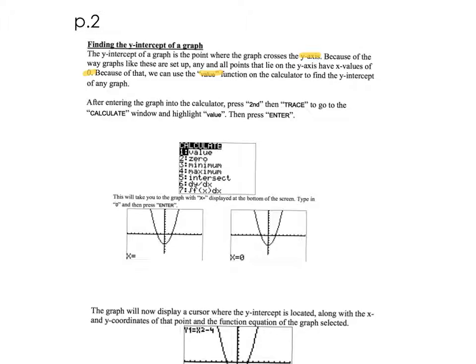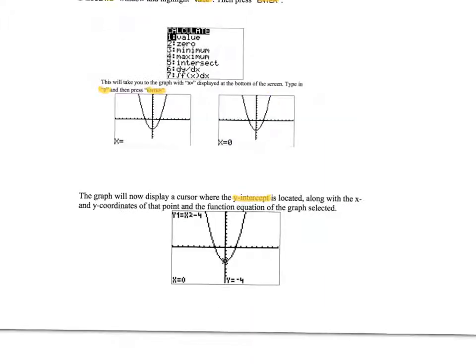After entering the graph into the calculator, press "2nd", then "Trace" to go to the "Calculate" window and highlight "Value". Then press "Enter". This will take you to the graph with "X=" displayed at the bottom of the screen. Type in 0 and then press "Enter". The graph will now display a cursor where the y-intercept is located along with the x and y coordinates of that point and the function equation of the graph selected. So in this example, you can see in that graph x equals 0 and y equals negative 4, so the y-intercept is negative 4. And that makes sense because the y-intercept is when x equals 0 and again where the graph crosses the y-axis.